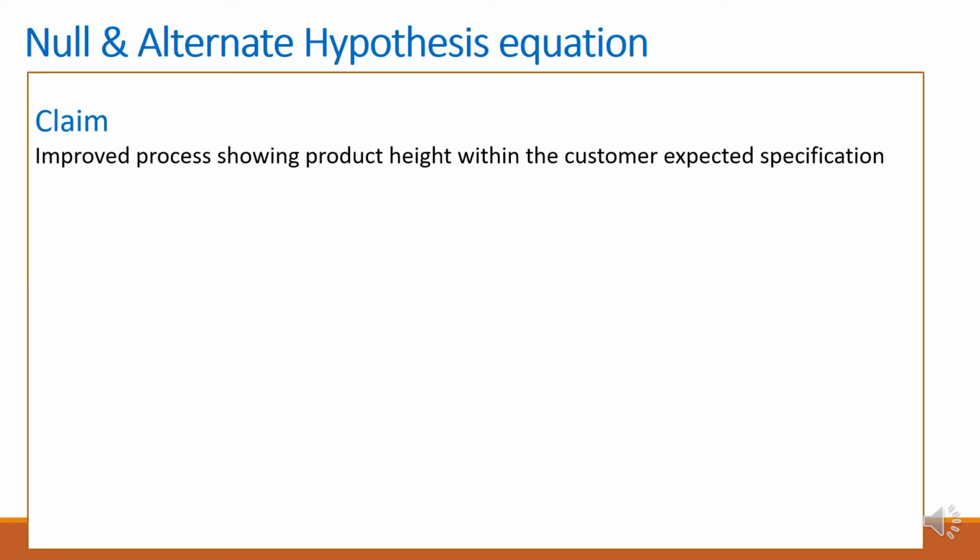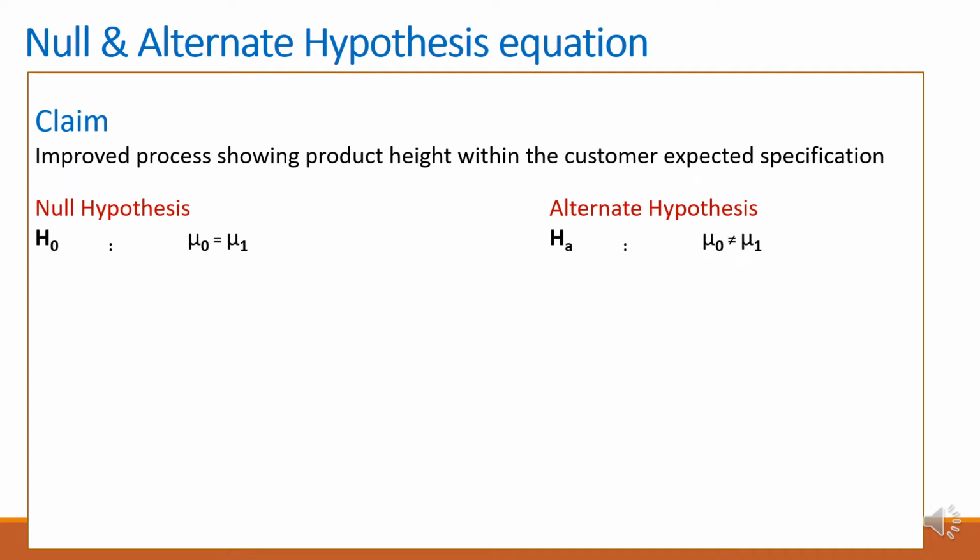Here I have one claim. Improved process showing product height within the customer specified expected specification. So here the product height is plus or minus, that means the positive side as well as the negative side, upper side as well as the lower side. So first we will always try to write the alternate hypothesis. That is good to write, instead of writing the null hypothesis first. So first we will see alternate hypothesis.